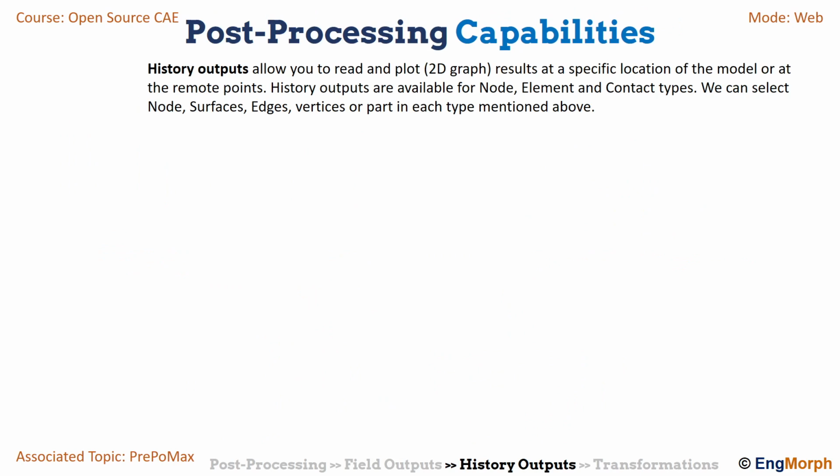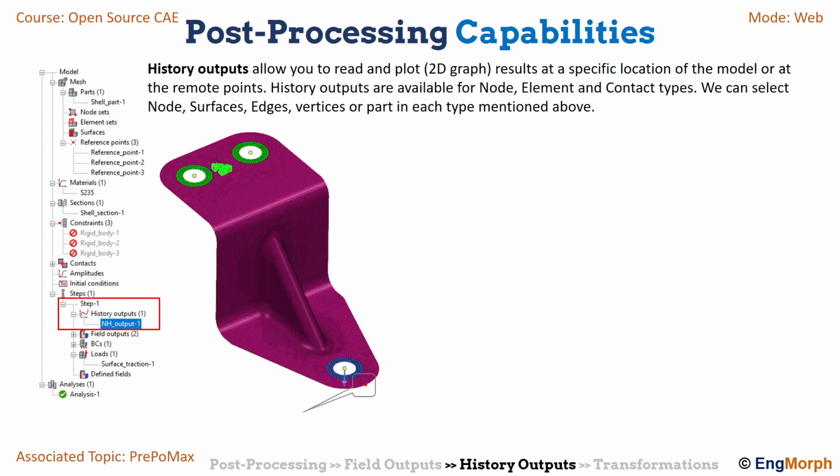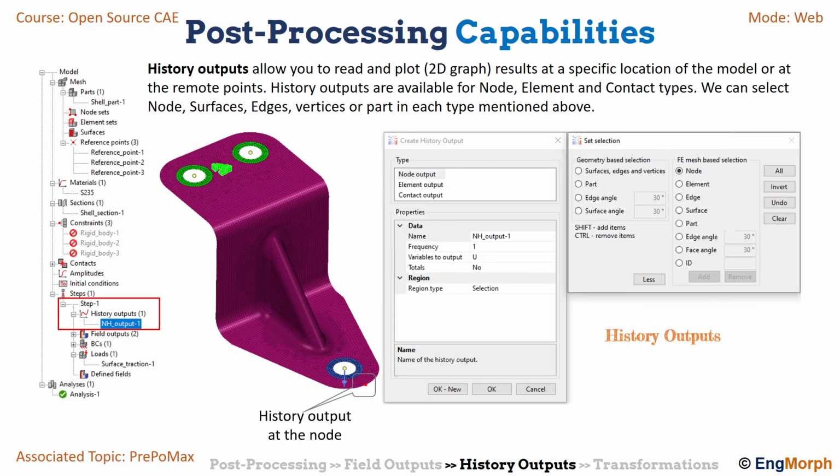History outputs allow you to read and plot the results at a specific location of the model or at the remote points. History outputs are available for node, element, and contact types. In each type mentioned earlier, we can select nodes, surfaces, edges, vertices, and parts to get history outputs.